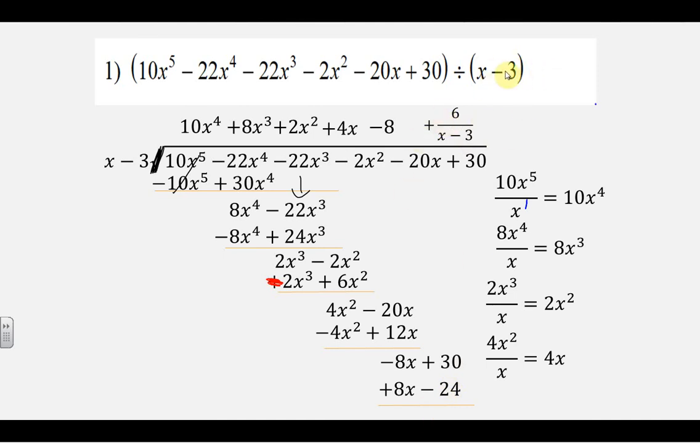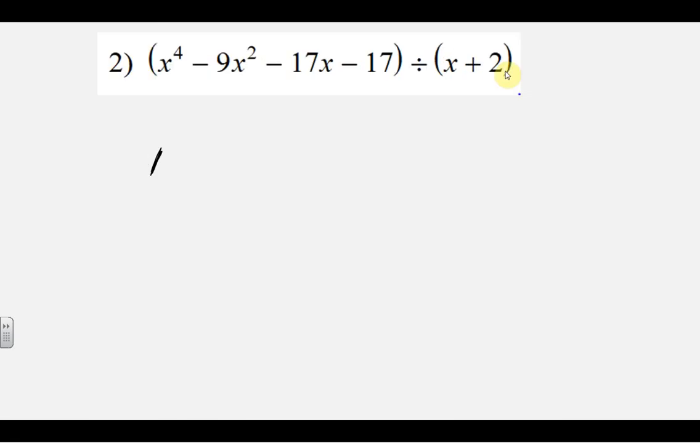So your whole answer is 10x to the 4th plus 8x cubed plus 2x squared plus 4x minus 8 plus 6 over x minus 3. Woo! You're welcome.